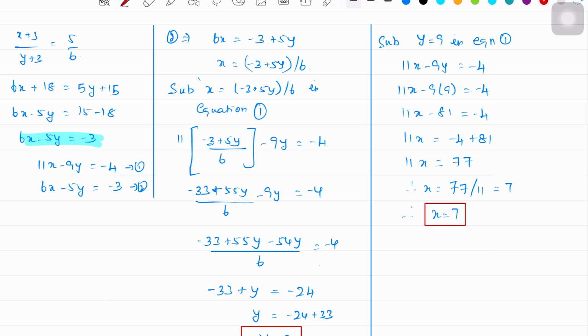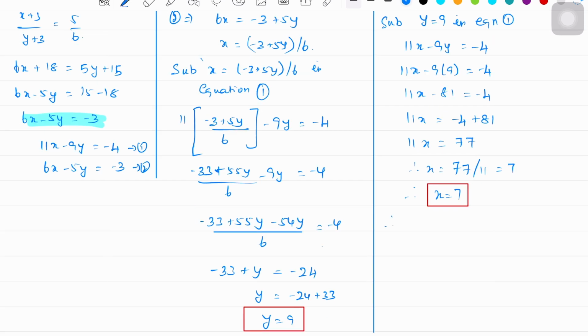From this we can write the fraction. Therefore the fraction x over y equals 7 over 9. 7 over 9 is the answer.